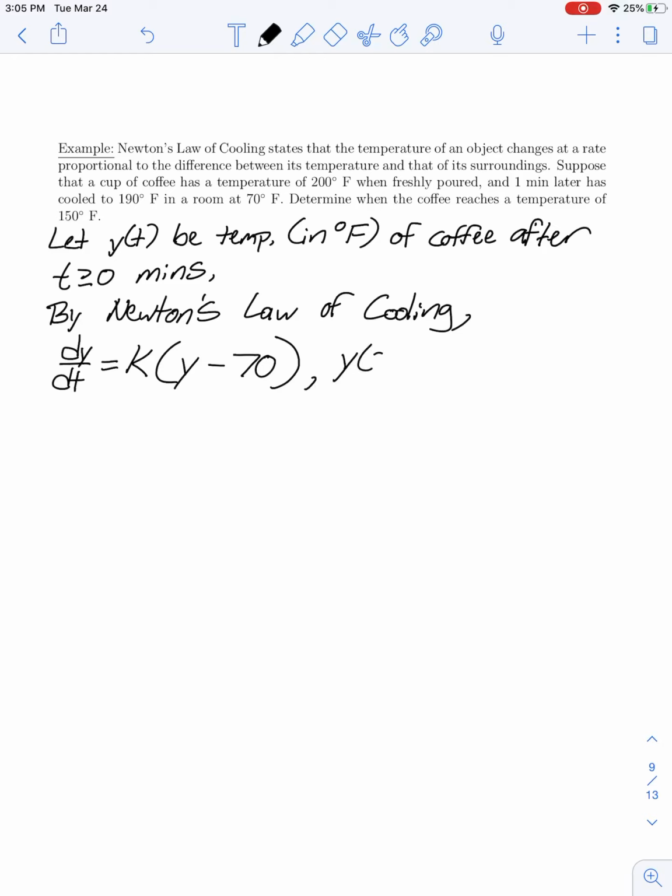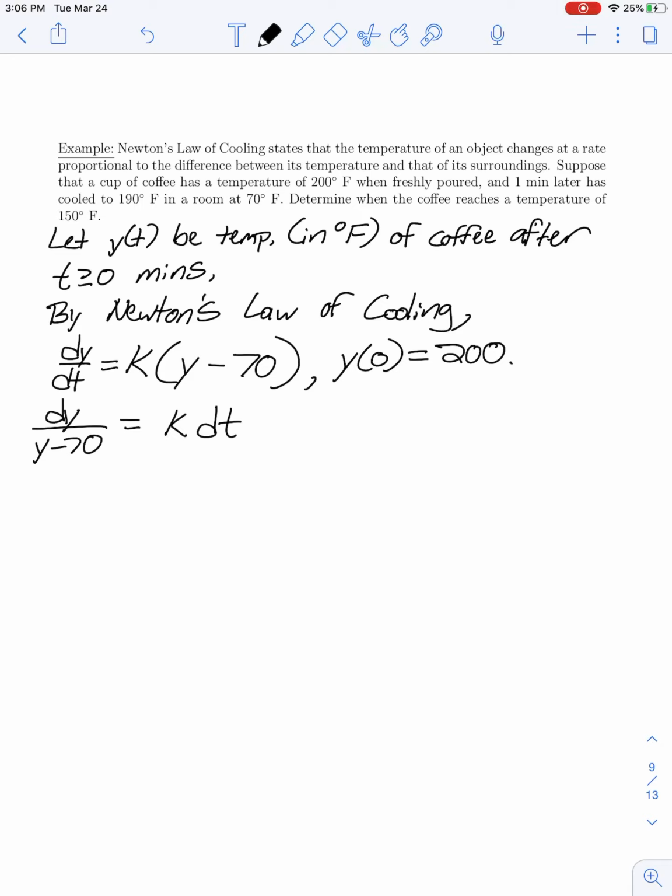And we had an initial condition that at the moment this coffee was first poured, that is at time 0, it had a temperature of 200 degrees. So what we have is an initial value problem involving a separable differential equation. So we could solve this for y, making use of a separation of variables. So in my first step, I'm going to separate the variables. Let's divide both sides by y minus 70 and multiply both sides of my differential equation by dt.